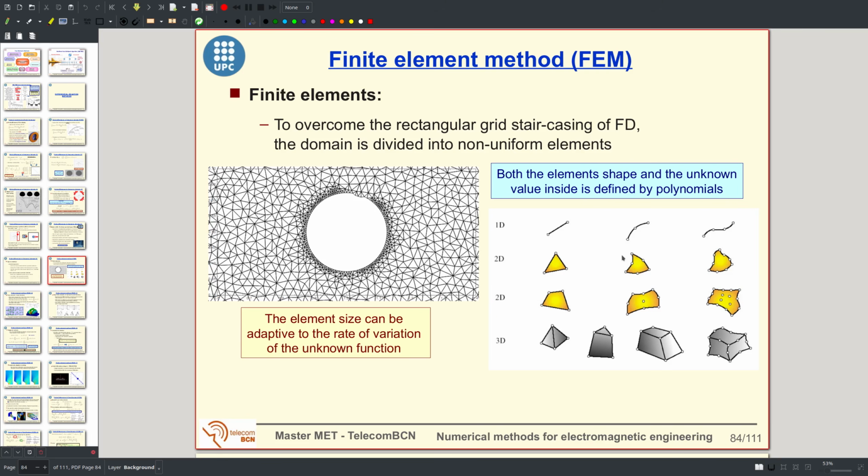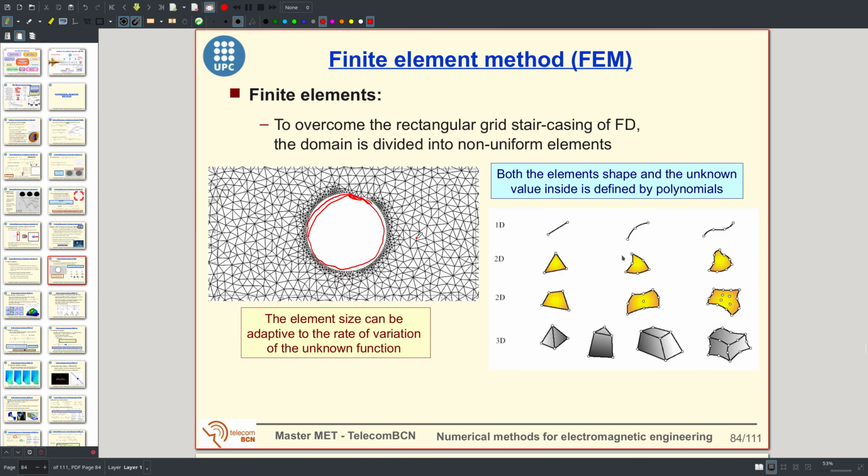As I told you before, the finite element method is widely used to discretize differential equations because it does a very good approximation of the boundaries. Observe here how the boundary of the circle or the circular cylinder has very good approximation. Even where it has a bump, it is correctly approximated, and it uses elements that are not regular.